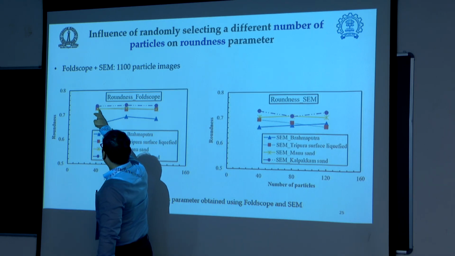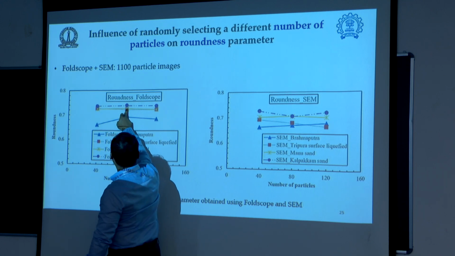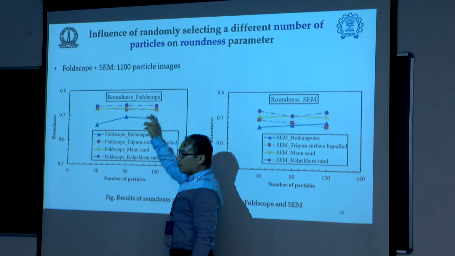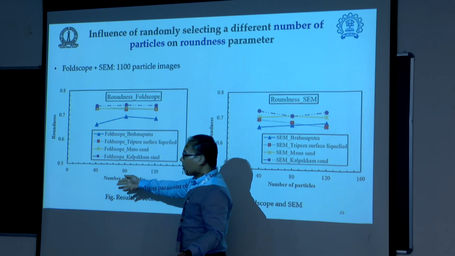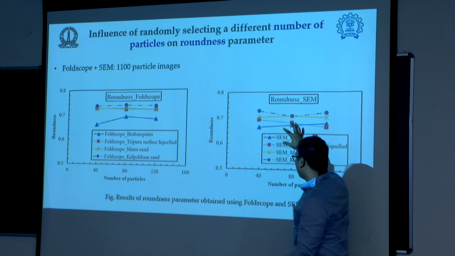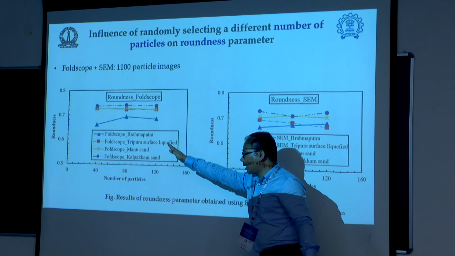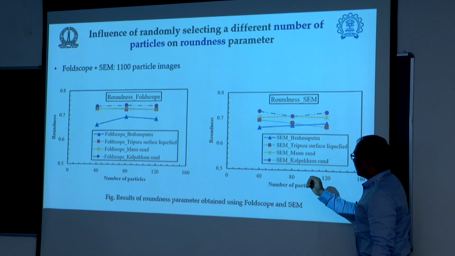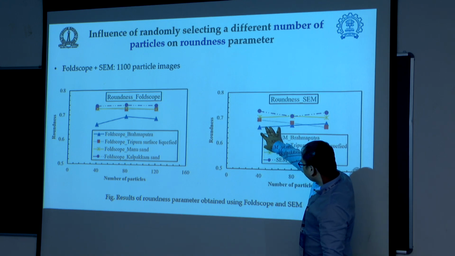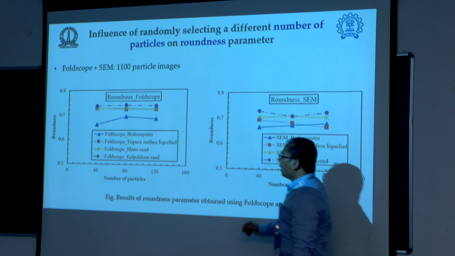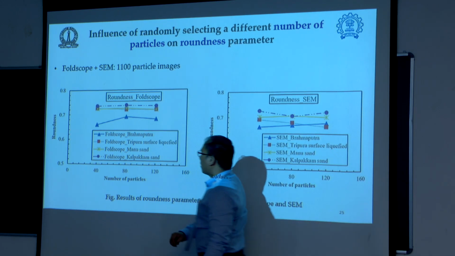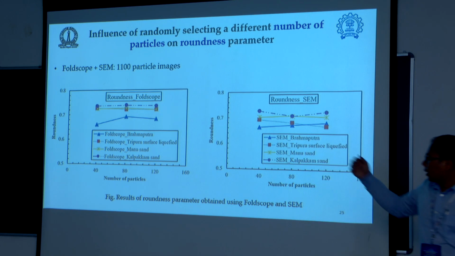You can see at 40 particles, 80 particles, and 120 particles, there is no variation in the roundness value. Same case for SEM also. This is for Foldscope, there is no variation. Same roundness parameter for 40, 80, or 120 particles, there is not much variation. Only a slight difference you can see for Foldscope sand.